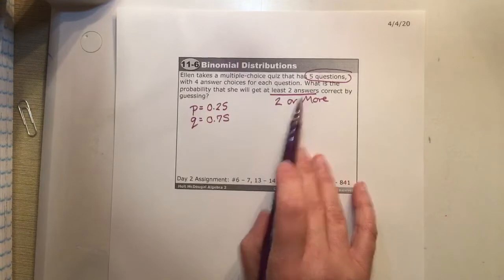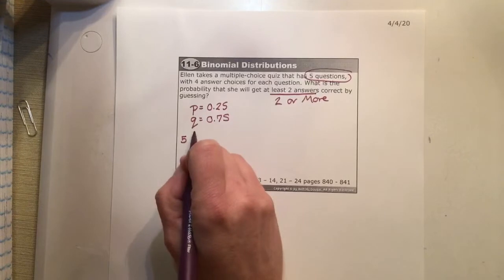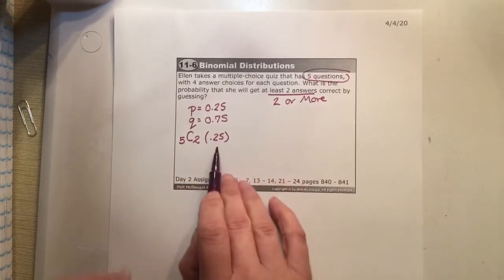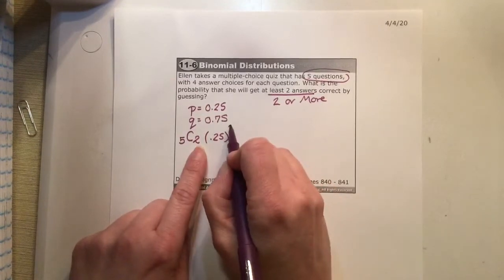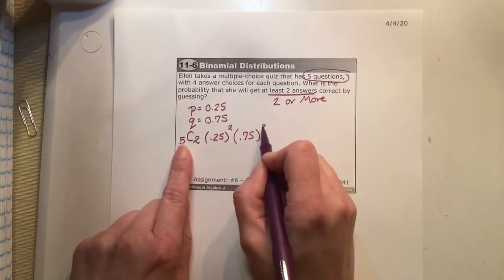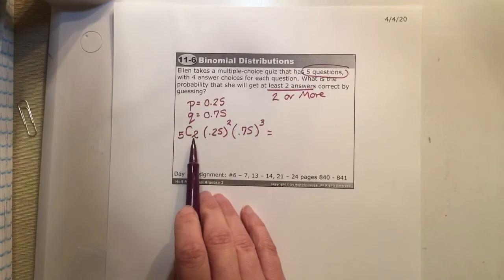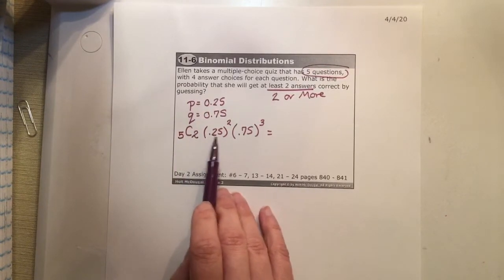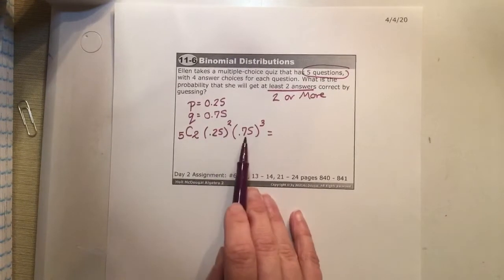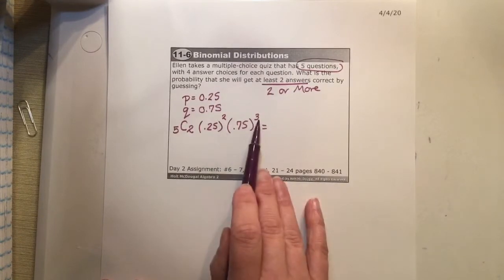Now we're looking at 2 or more answers. So we have to start at 2. If there are 5 questions and you want 2 correct, your chance of guessing it correct is 25%. If you get 2 correct, then you would have 3 incorrect. So again, how I set this up: there are 5 total questions. This would be getting 2 correct. Your probability of success is 0.25. You're getting 2 of the questions correct. Probability of failure is 0.75. If you get 2 correct, that means you get 3 wrong.